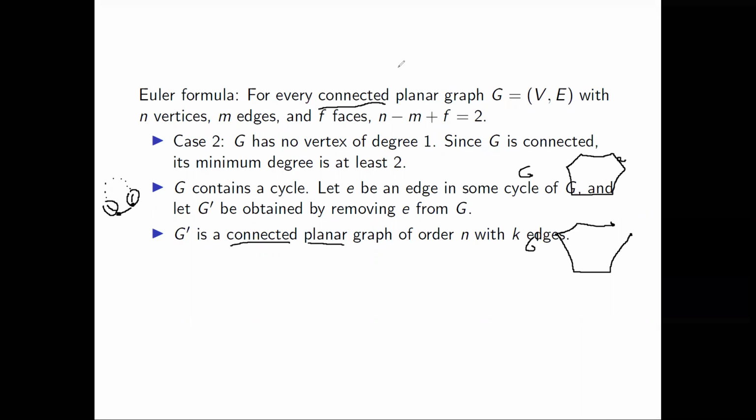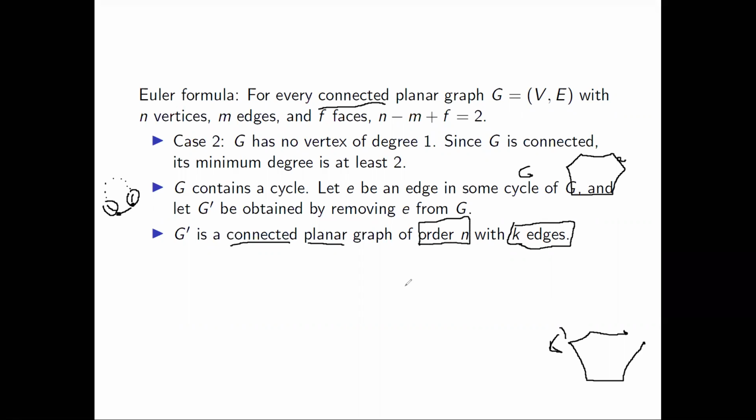And we can also see that since we only removed an edge, we didn't remove any vertices. So the number of edges is going to be 1 less. So that's going to be k edges compared to k plus 1. Maybe I will move that over if I can. Let's see if I can do that. Okay, so the number of edges, k, is just 1 less because we removed the edge. The order is the same, order n, because we didn't remove any vertices.